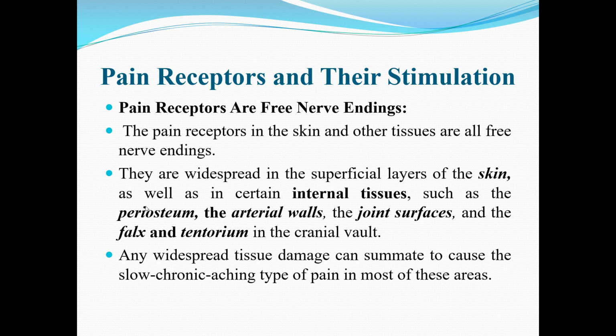They are widespread in the superficial layers of the skin as well as in deep tissues, like the walls of the arteries, the periosteum, the joint areas, and in the cranial cavity, in the falx as well as the tentorium. That is why any widespread tissue damage can summate, or add up, to cause the slow chronic aching type of pain in most of these areas. So it is a sort of protection for all of us.